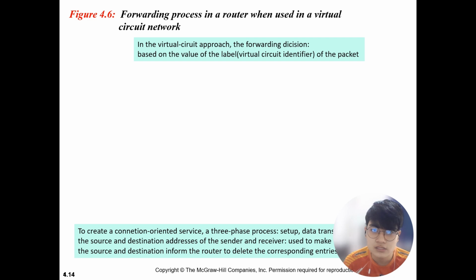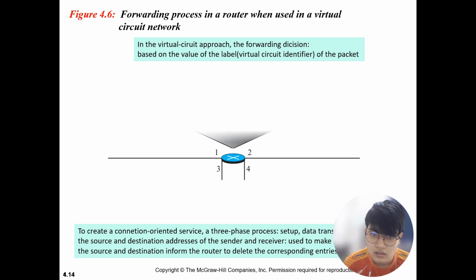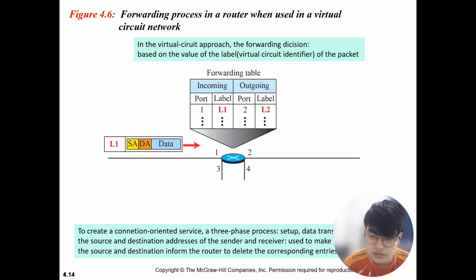Okay. Next is the forwarding process in a router when used in a virtual circuit network. In the virtual circuit approach, the forwarding decision is based on the value of the label, the virtual circuit identifier, of the packet. To create connection-oriented service, there is a three-phase process of data transmission. The source and destination inform the router to delete the corresponding entry.